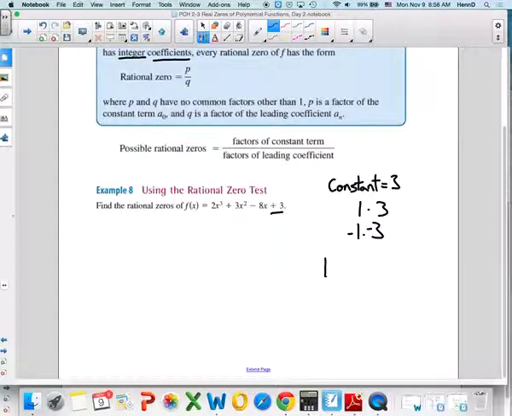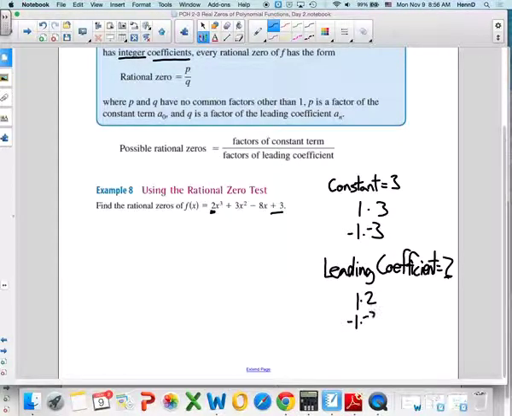The leading coefficient is what? It's 2, right? So the factors of 2 would be 1 times 2, negative 1 times negative 2, right?